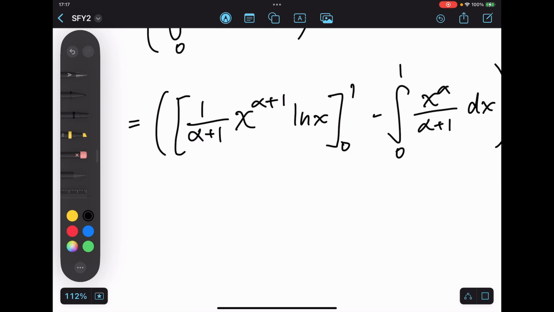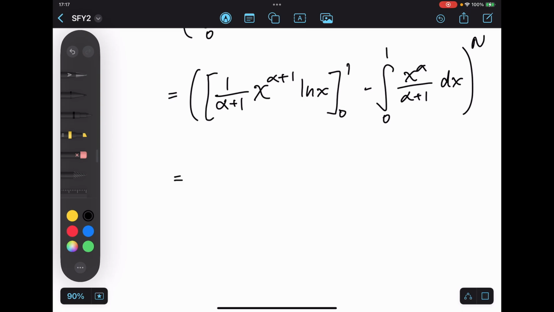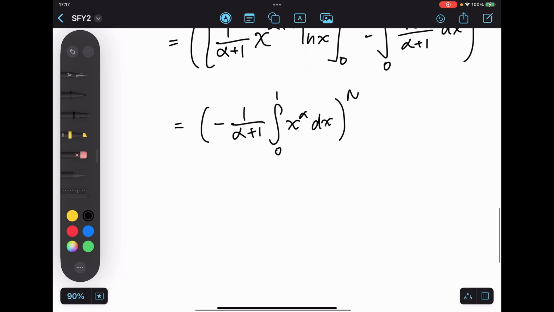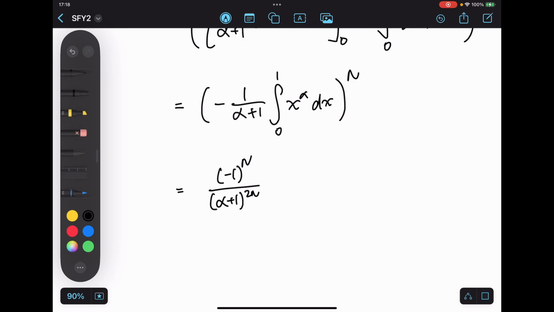Let's take a look at this front term. When we plug in 1, it's obvious that it's going to be 0. If we plug in 0, it's also going to be 0, and you can check that by L'Hopital's rule, so I'm just going to skip that. We're going to have negative 1 over alpha plus 1 times this integral right here, to the power of n. This integral is fairly trivial, so I'm just going to compute it, and this gives us negative 1 to the power of n, divided by alpha plus 1 to the power of 2n. And remember, this was I sub n prime of alpha.